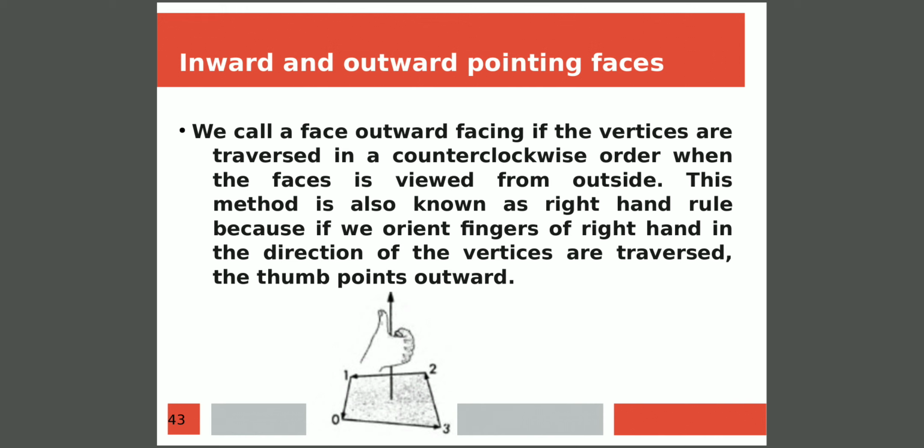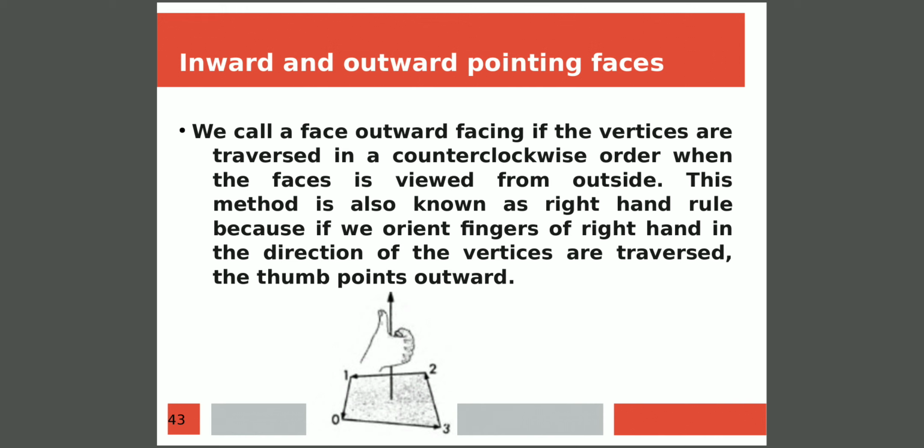Then this outer face method, that is how we are going to identify the outer face, is also known as the right hand rule, because if we orient the fingers of the right hand in the direction in which the vertices are traversed, then the thumb always points outward. Because of that reason we'll call even this method the right hand rule method. This is regarding how to identify inward and outward pointing faces.